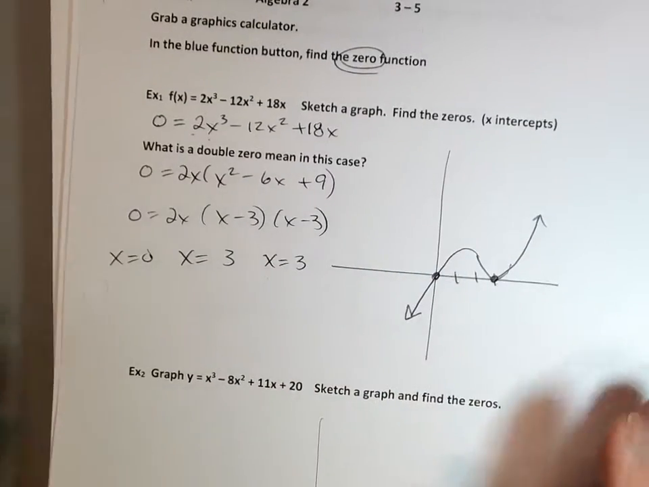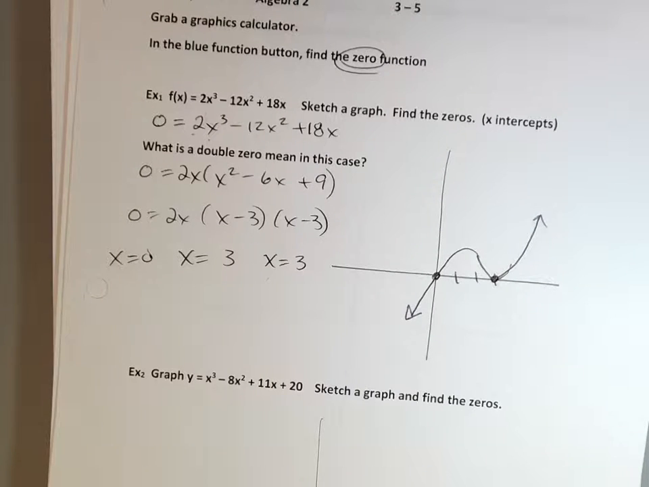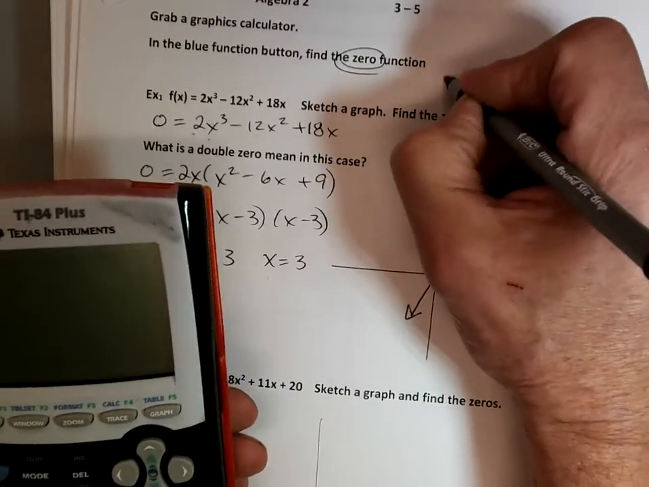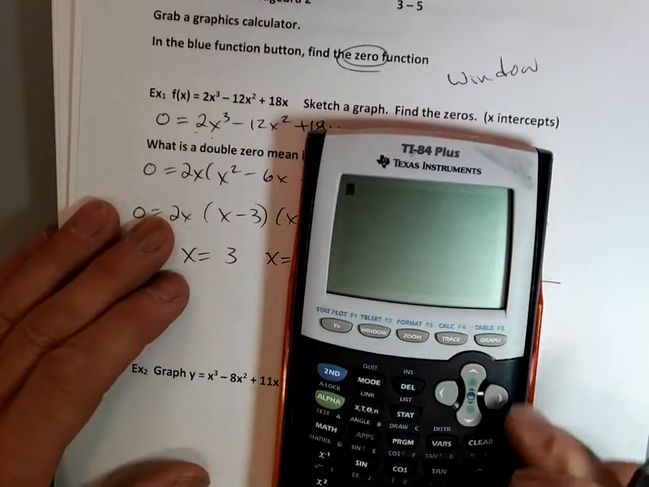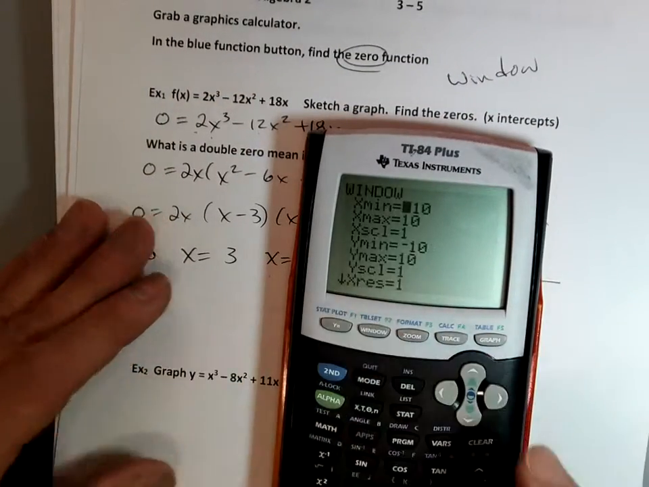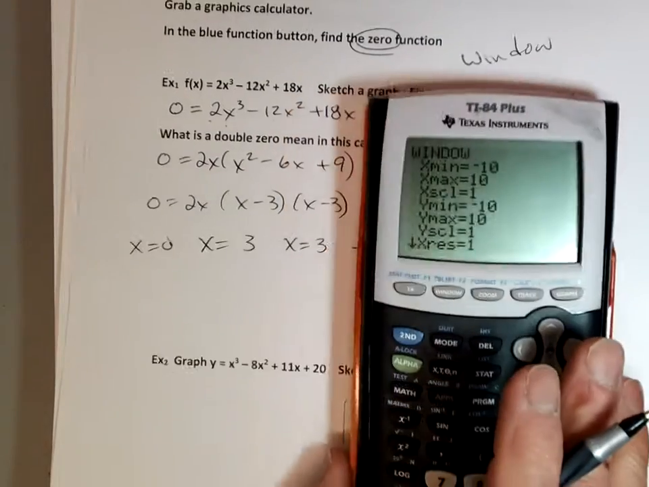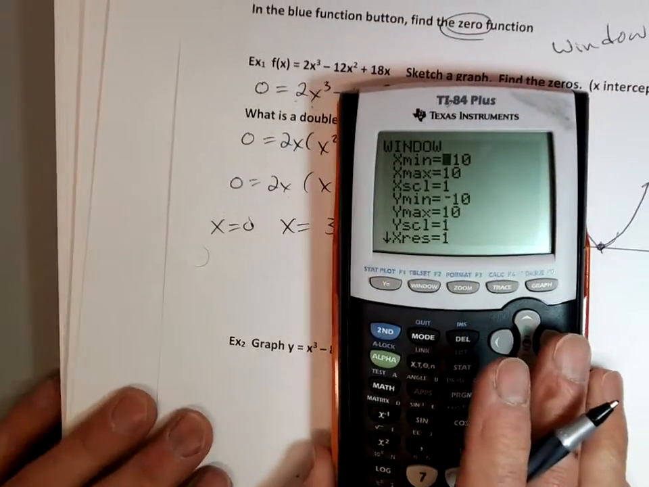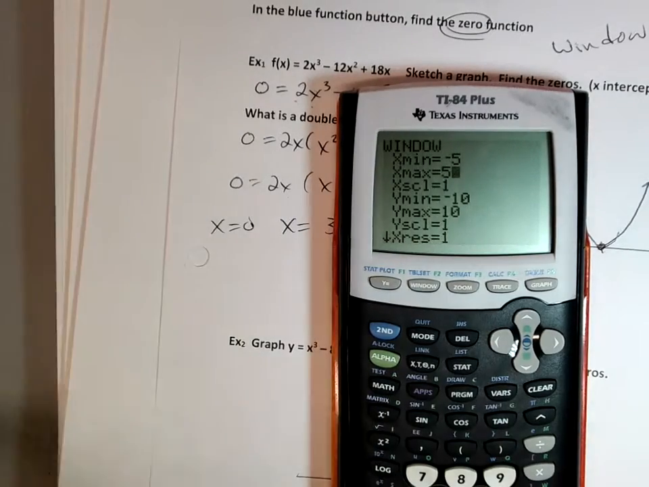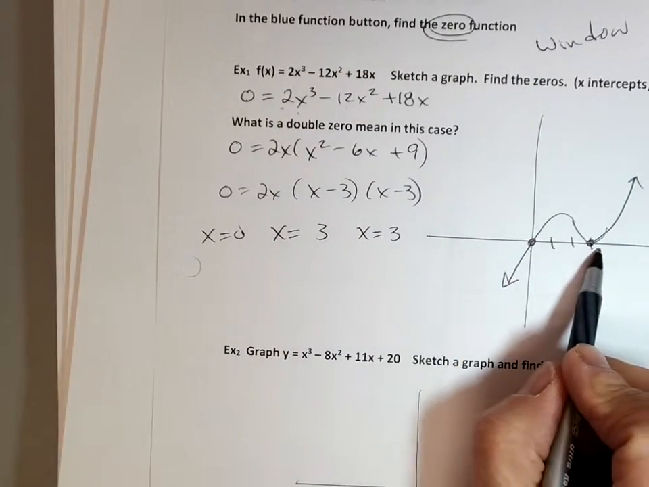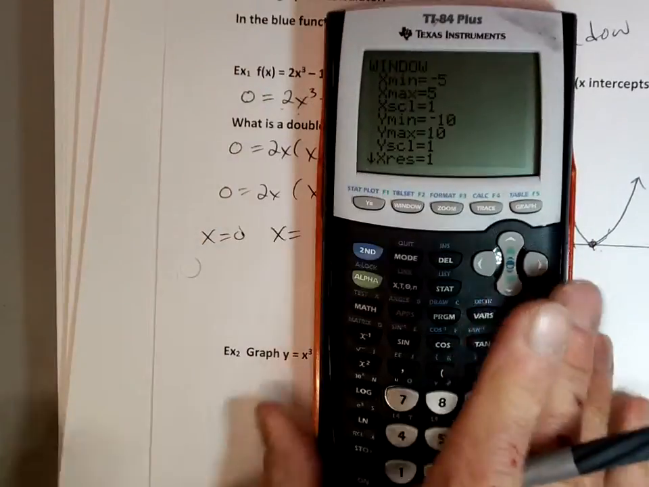Now let's do it on the calculator. First of all, I've got a decent idea of my window, so let's talk about the window first. If I go to my window, negative 10 to 10 would probably work. I might squeeze it a little bit more, negative 5 to 5. I don't need to have it as wide because I know that my zeros were at 0 and 3, right? I don't need negative 10 to 10.